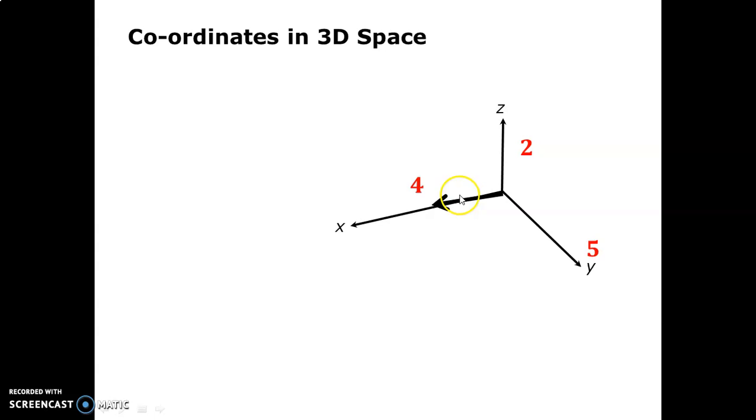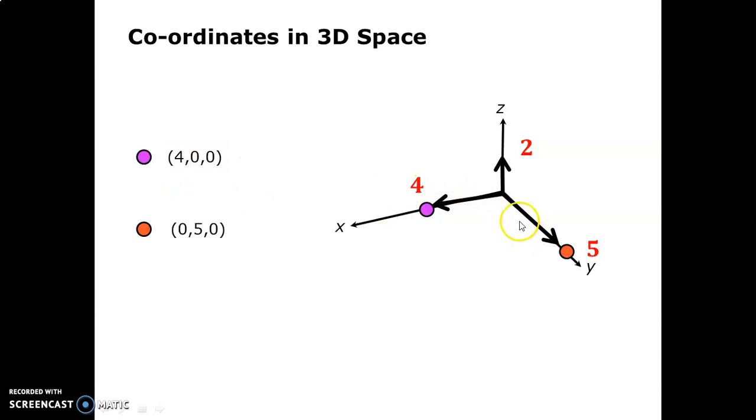Let's look at this one here. We have this point here that went out here. That point is only along the x-axis. It's right on the axis, so it didn't move out in a y direction. It did not go up in a z direction. So that one has coordinates 4, 0, 0, because it only went along the x-axis.